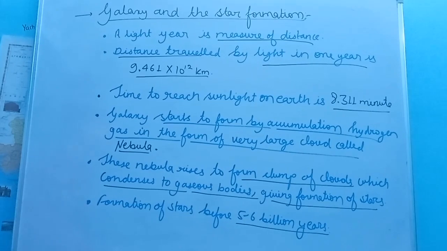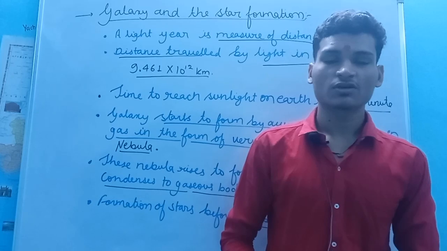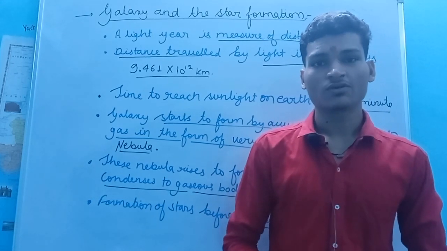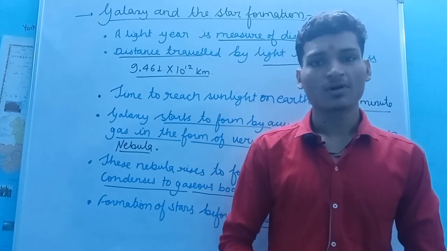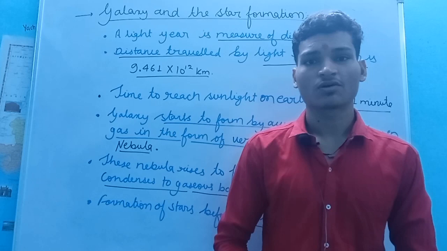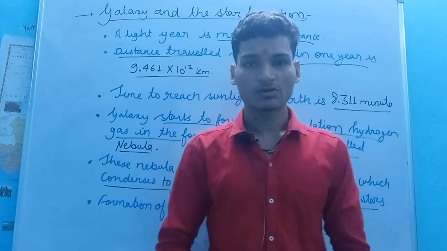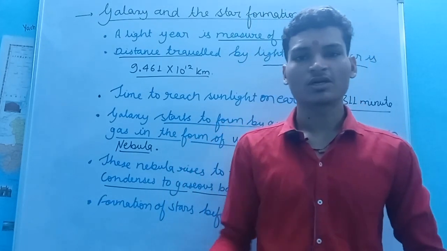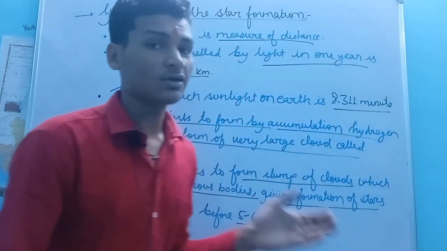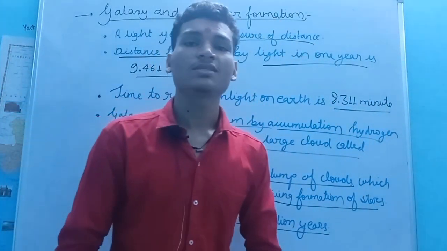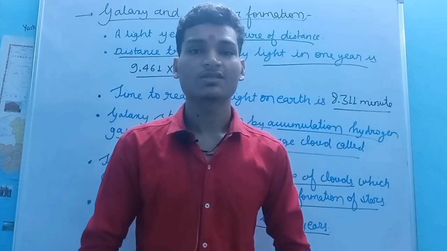Okay friends, so now we will discuss the galaxy and the formation of the stars. First of all, there was a unit I forgot to tell you, what a light year is. A light year is used for measuring distance, and one light year is equal to the distance covered in 9.461 into 10 to the power 12 kilometers, approximately. Now the time taken by sunlight to reach the earth is 8.311 minutes. It is the time that sunlight takes to reach the surface of the earth.